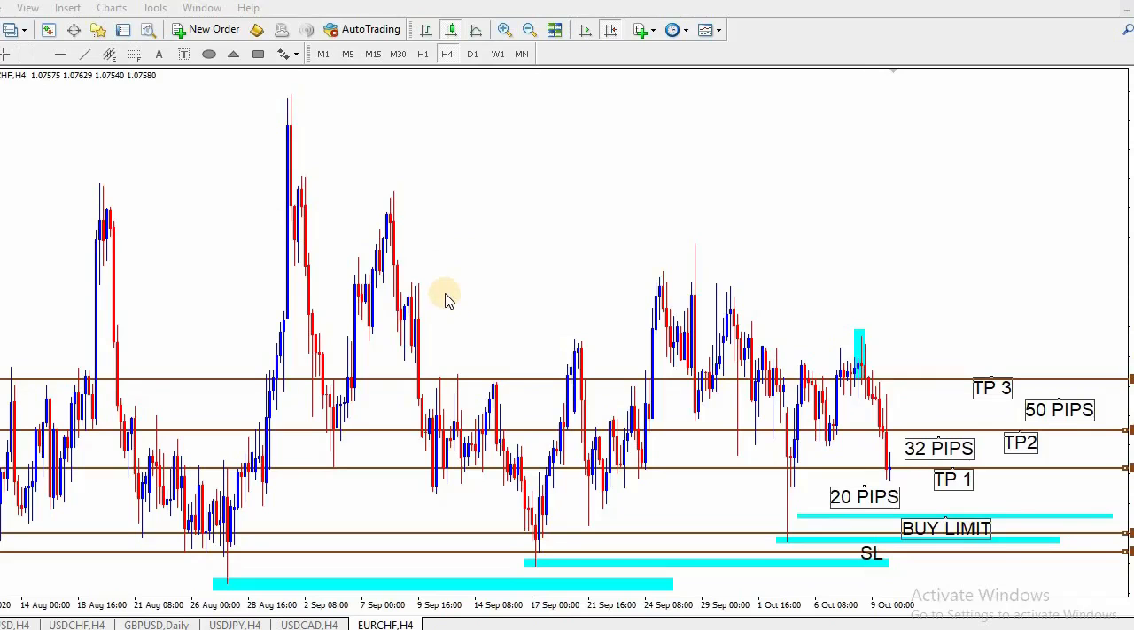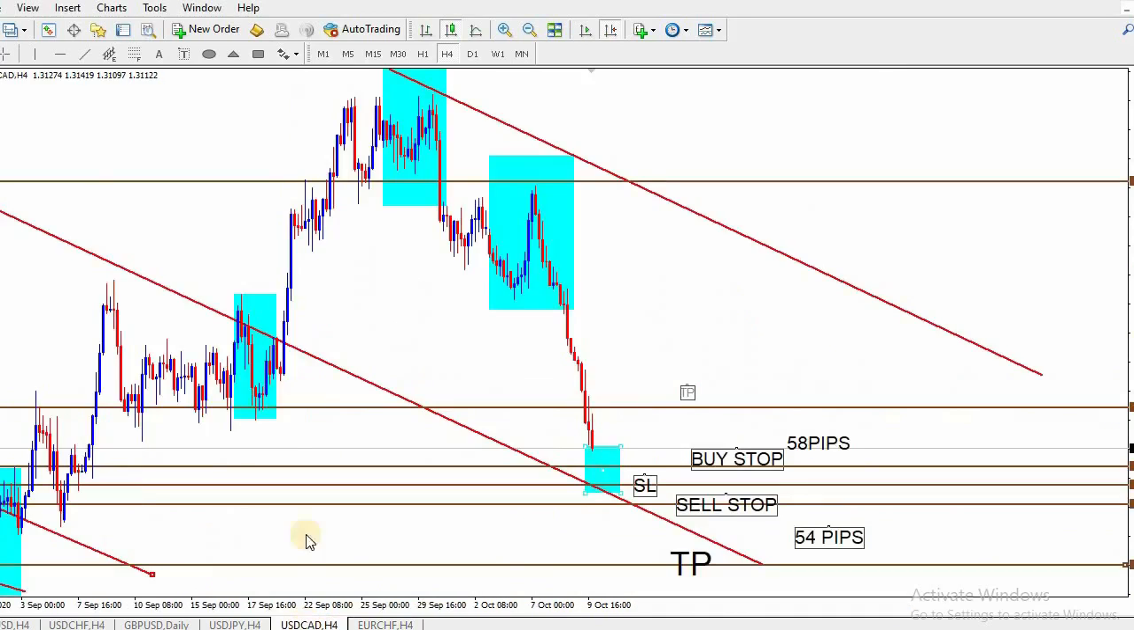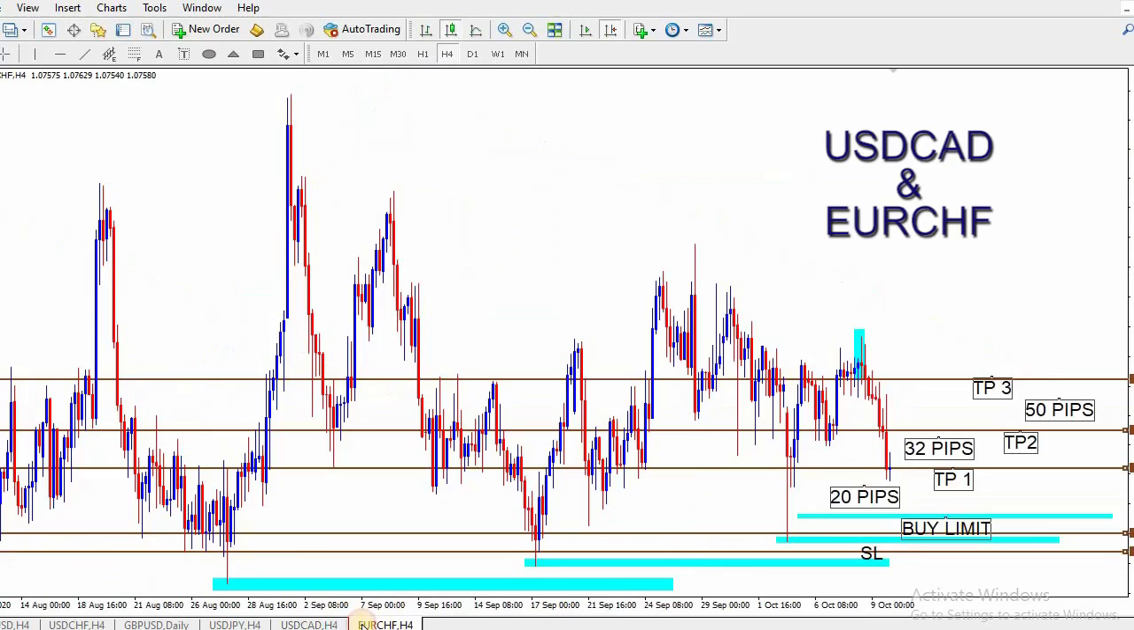Hey guys, good day and welcome to another episode of Murphex Traders analysis, a weekly currency analysis. This week we're going to be looking at two pairs, which is the USD Canadian dollar and Euro CHF, which is these two.